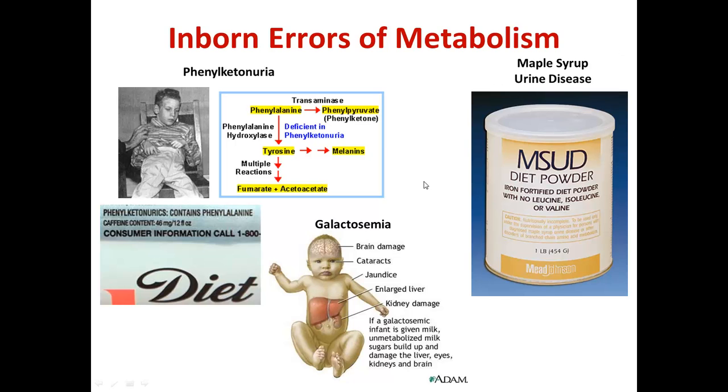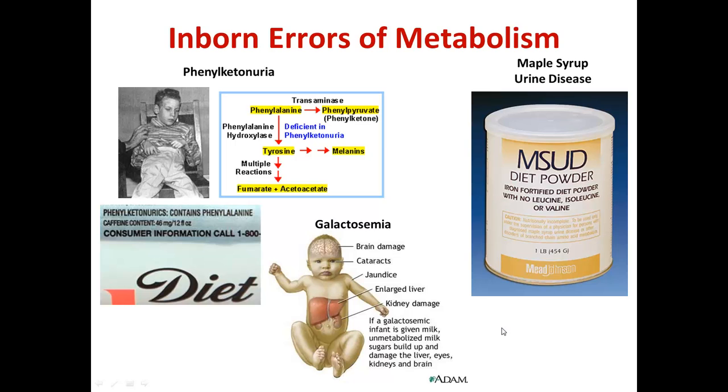Similarly, maple syrup urine disease, which is named for exactly why it sounds, patients who have this disease build up a metabolite in their urine that makes their urine look and smell like maple syrup. So they have to eat products that are lacking leucine, isoleucine, and valine because they can't break down these amino acids.